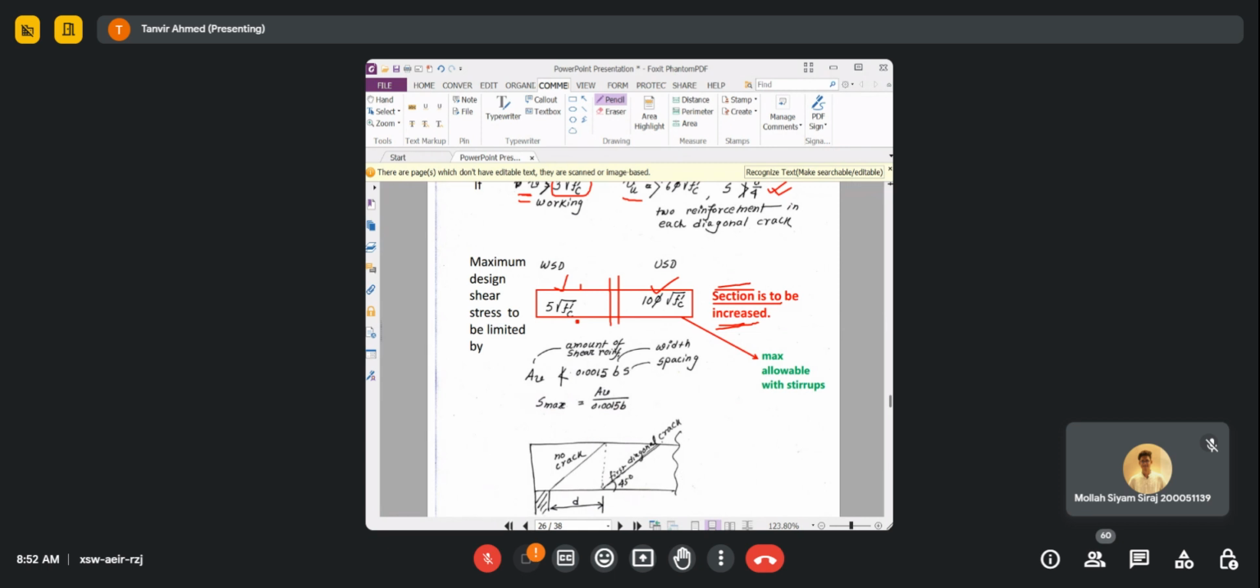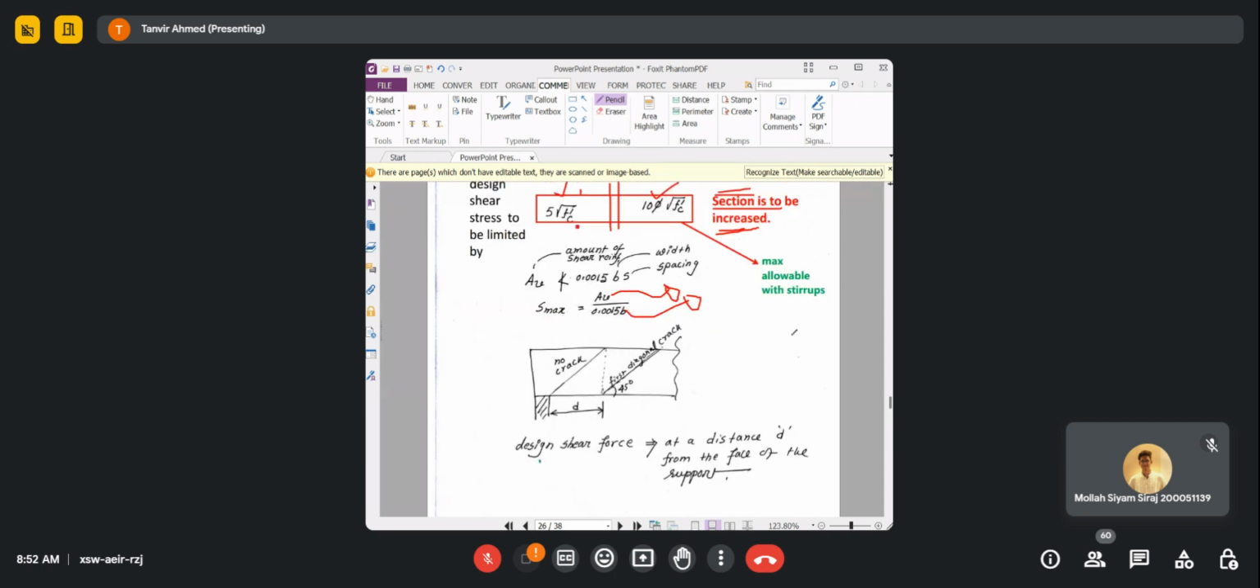And we have another maximum spacing which is using this equation. This equation says that your maximum spacing should be this one, or it should not be more than this one. In other words, the spacing should not be more than this. And where AB is what? AB is the area of the shear reinforcement at a particular section, and B is the width of the beam.